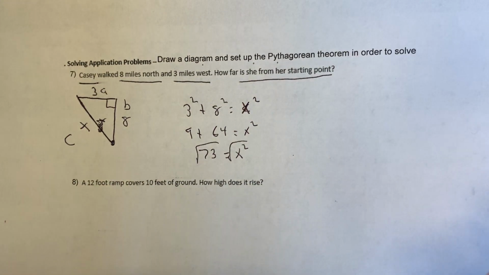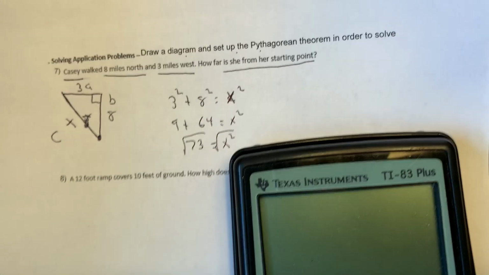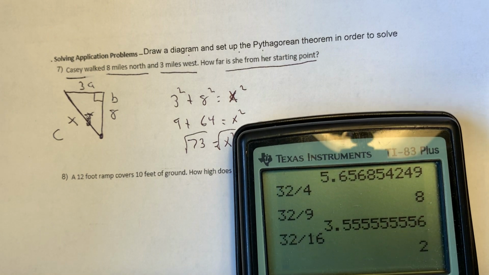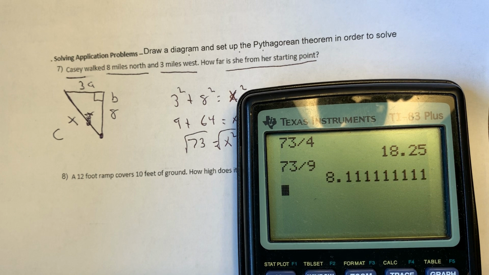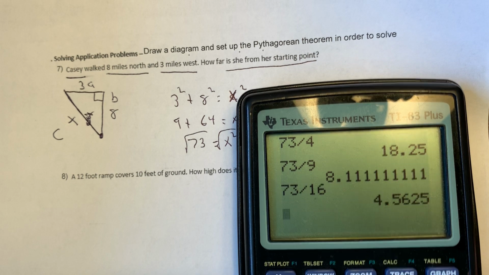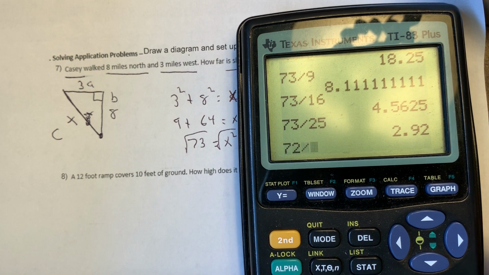All right, I'm going to be completely honest with you. I don't know if anything goes in the 73. 73 is a nasty number, right? Let's get my calculator out. 73 divided by 4, no. 73 divided by 9, no. 73 divided by 16, no. Let's try 73 divided by 25, no good.